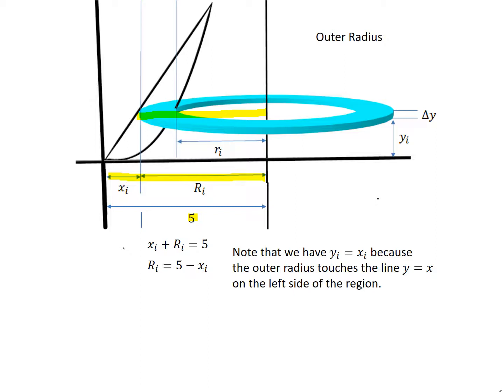But y is the variable of integration. And so I want my capital R sub i not in terms of x sub i, but in terms of y sub i. But my x sub i equals y sub i, since I'm on the line y equals x. So I can replace it here and get my capital R sub i is 5 minus y sub i. And we'll use this outer radius in a little bit.